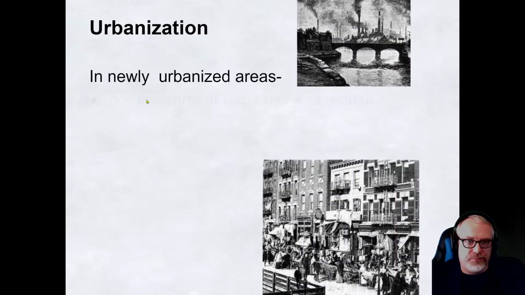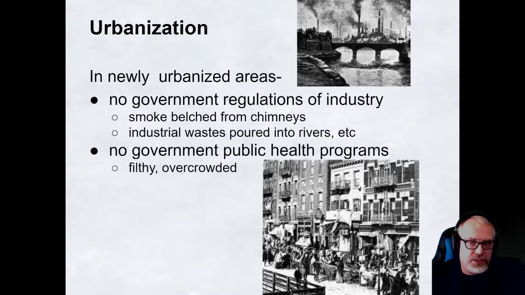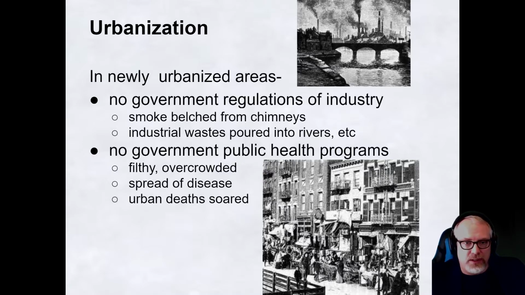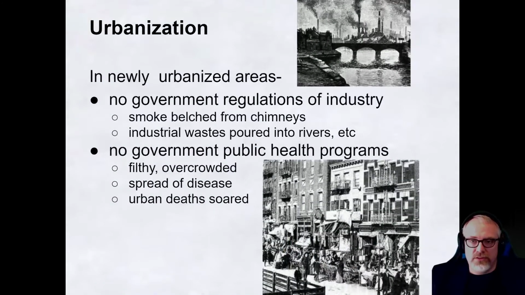Environmental pollution. So in newly urbanized areas, there's no government regulation of industry. Remember, they're laissez-faire. So smoke would belch from the chimneys, and this smoke is burned coal. There's industrial waste that's just poured into the rivers, like when you are taking tin, you're melting it. You want to keep the tin, but anything else that's a waste, they just dump it into the rivers, which poisons the rivers, like with mercury and things like that.